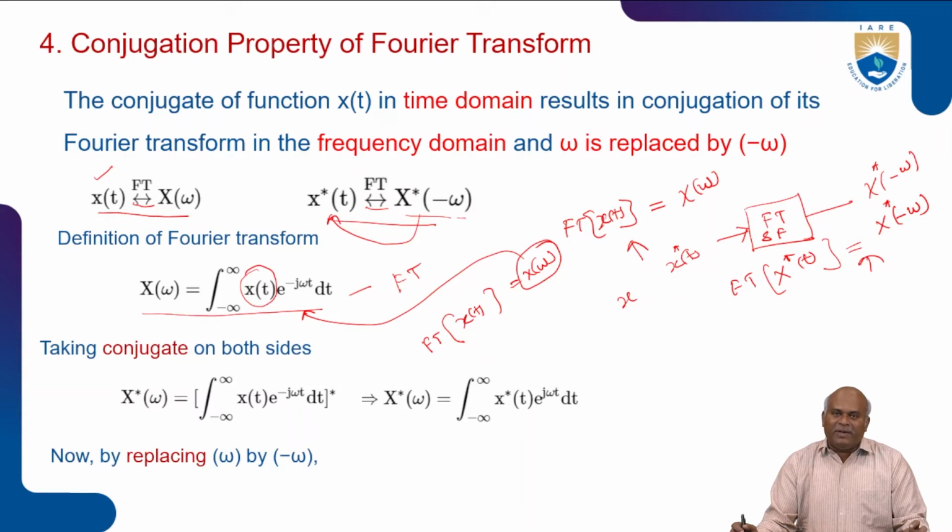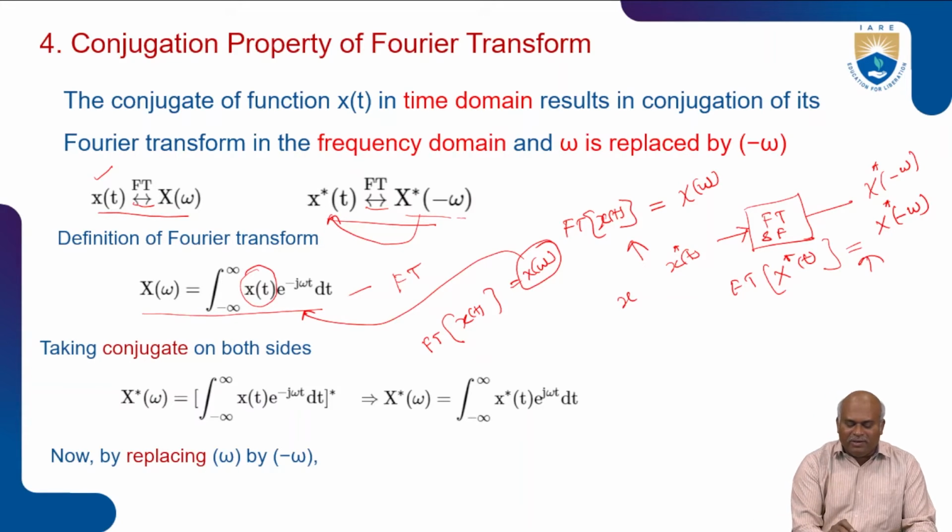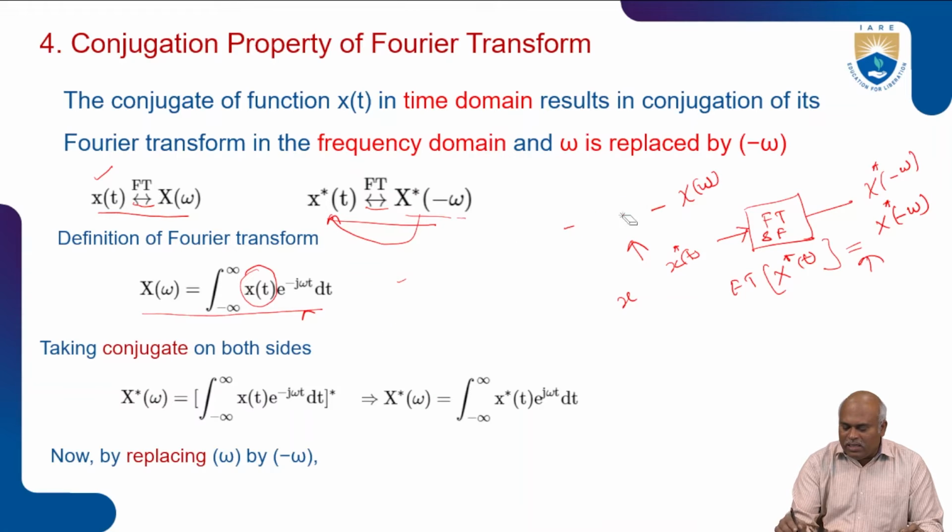So this is the definition of the Fourier transform of the input. Now we take the conjugate on both sides of this Fourier transform equation. So now what I am doing is simply taking the conjugate of both sides. Here we represent capital X of omega, and I should take the conjugate of it.